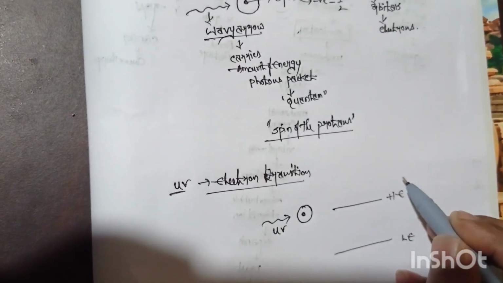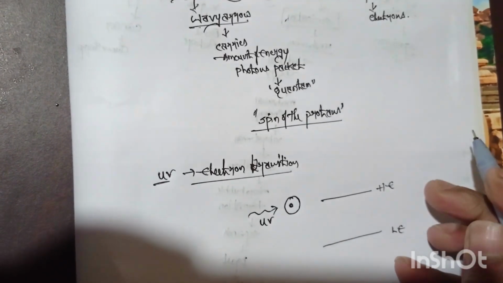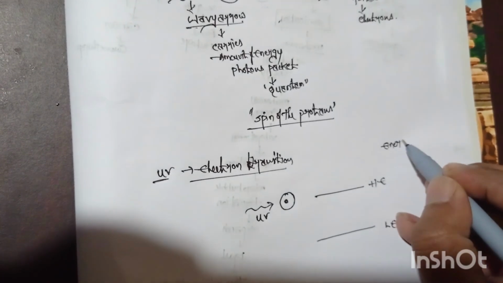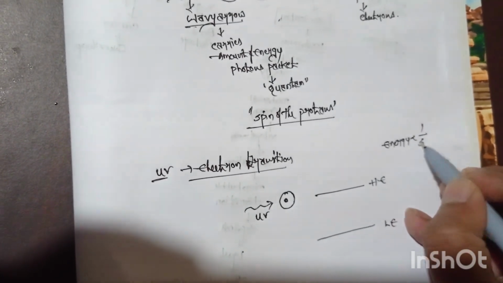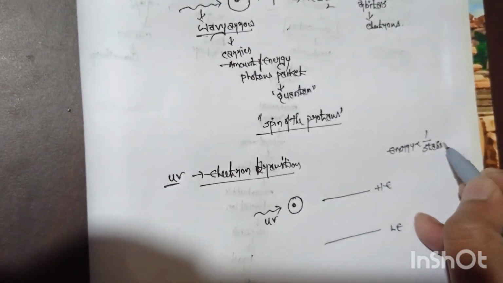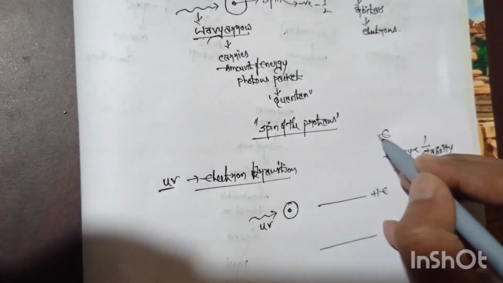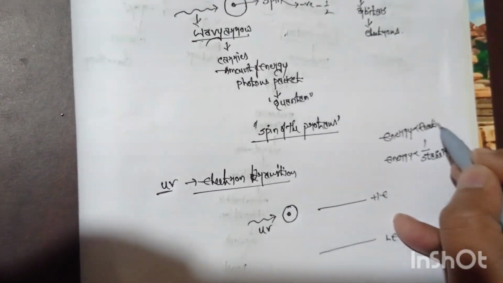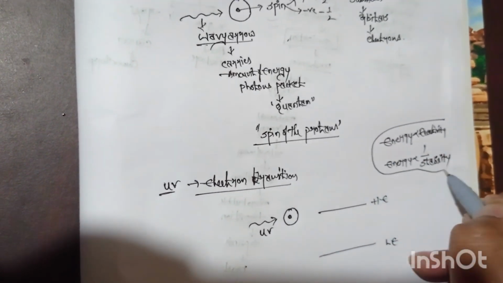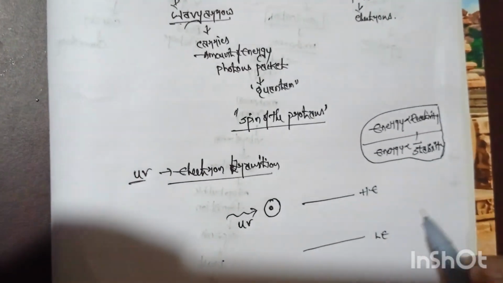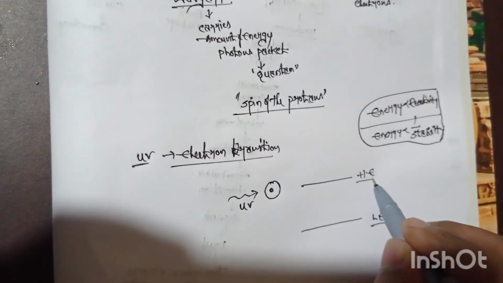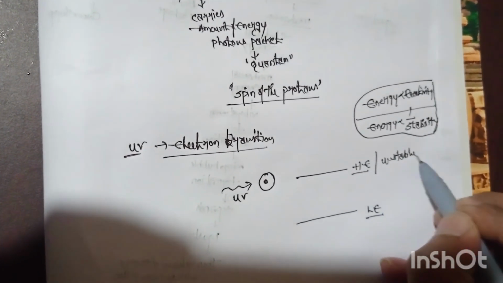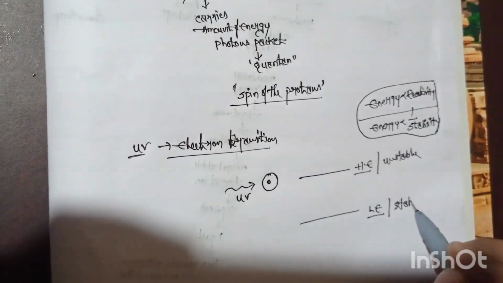High energy means the state is unstable. Energy is inversely proportional to stability. If it has more energy, it has low stability, and it also has high reactive capability. So these are the relations, right? This is the lower energy level, and this is the higher energy level. The higher energy level is also known as the unstable energy level, and the lower energy level is also known as the stable energy level.